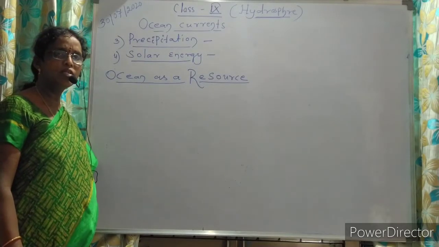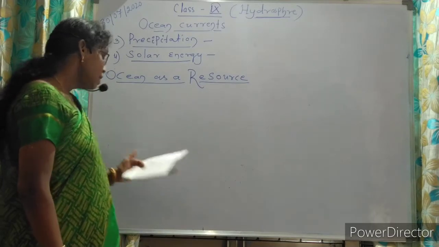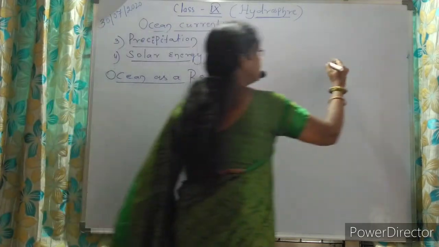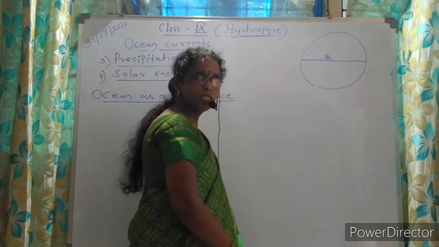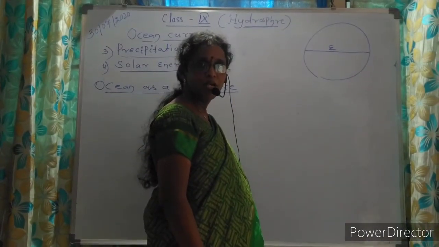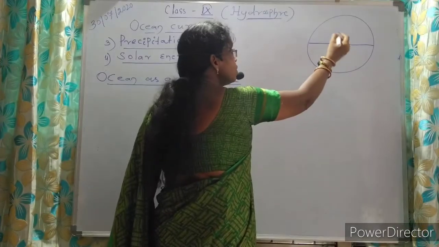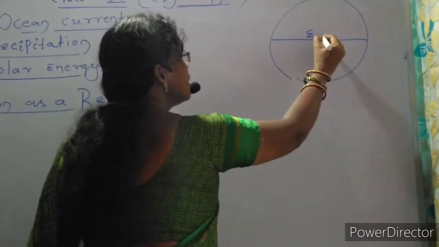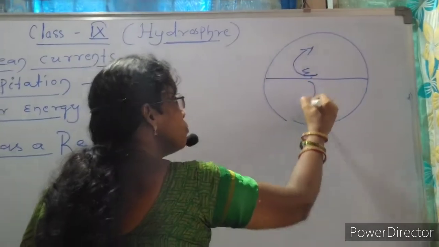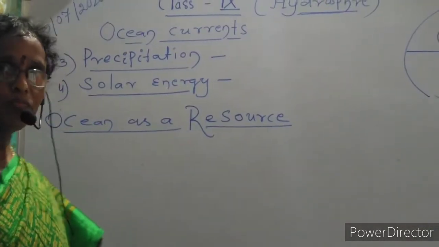The next effect on ocean currents is precipitation. The equatorial region receives abundant rainfall, and as a result the water becomes heavier, and it rotates along with the earth. The water goes downwards or towards the poles.